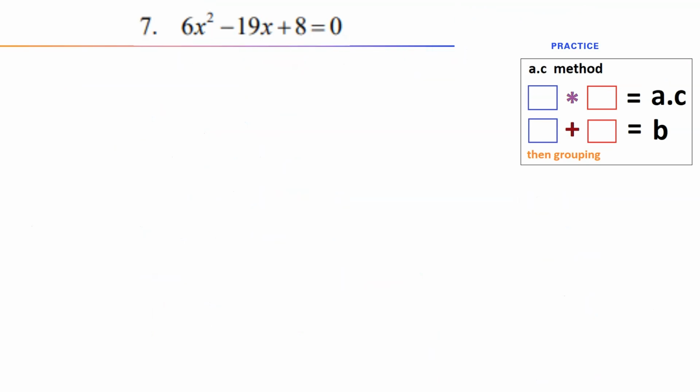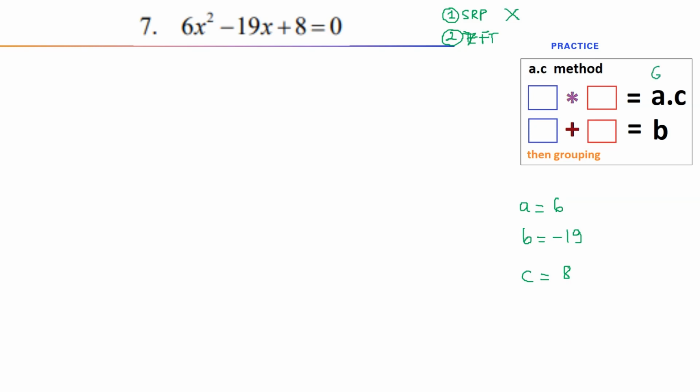Alright, next. Number 7, 6x squared minus 19x plus 8. First, checking for the square root property. No. Second, zero factor theorem. Maybe. So what is A? 6. What is B? Minus 19. What is C? 8.